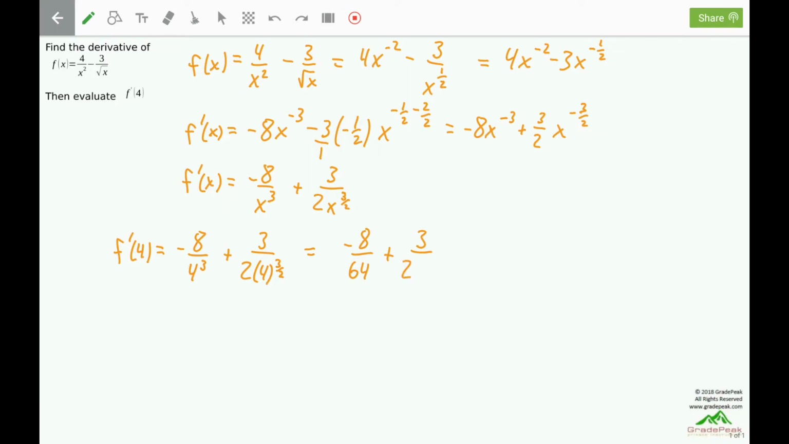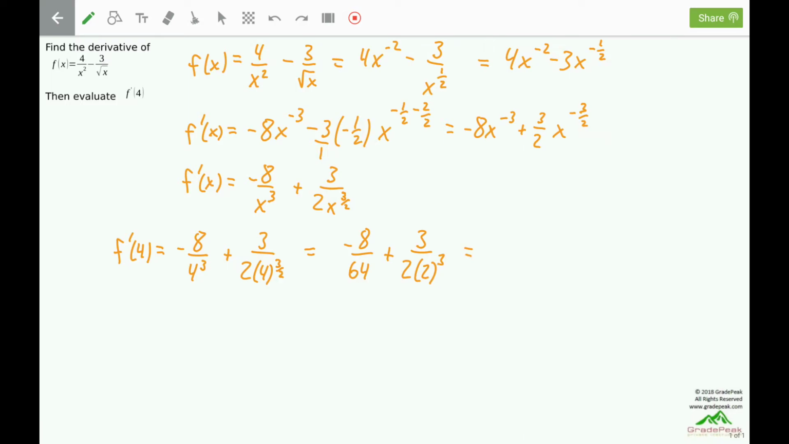3/2 means power of 3 and root of 2, or square root. And you can go in either order here. You can cube it and then take the square root, or take the square root and then cube it. It's going to be easier to do the root first. The root of 4 is a 2. And then we will cube the result.